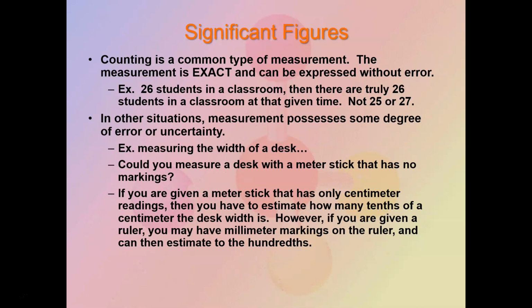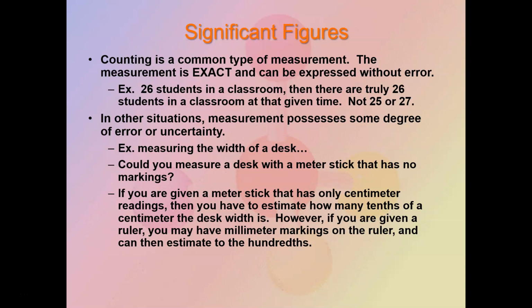However, anytime we have had to measure something, we have some degree of error or uncertainty. For example, if you were asked to measure the width of your desk, and I handed you a meter stick, but it had absolutely no markings on it, you're not going to be able to measure it at all. Meanwhile, if I gave you a meter stick that only has centimeter readings, then you're going to have to estimate how many tenths of a centimeter the desk width is.